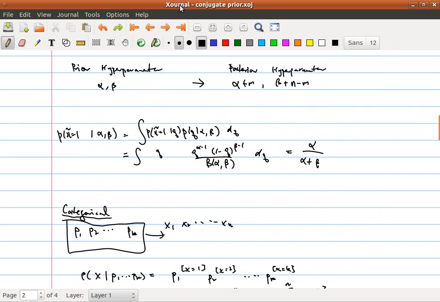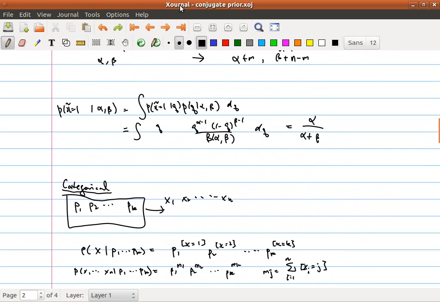Now let's look at another example. Let's say instead of having only 2 outcomes, like alpha either 1 or 0, we have a categorical distribution. Let's say we have a system that can have k different outcomes. It can have outcome equal to 1 with probability p1, and outcome equal to 2 with probability p2, and so on and so forth. So of course the sum over i equal to 1 to k of p_i is equal to 1.